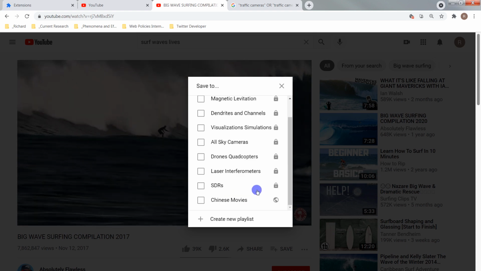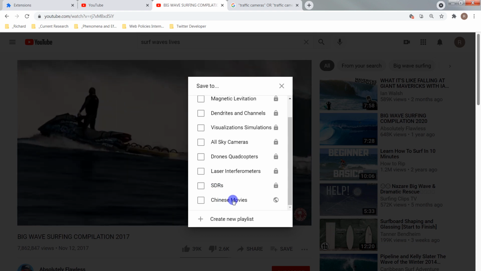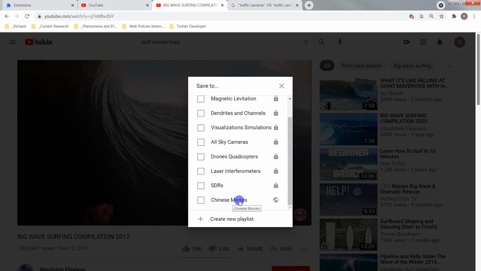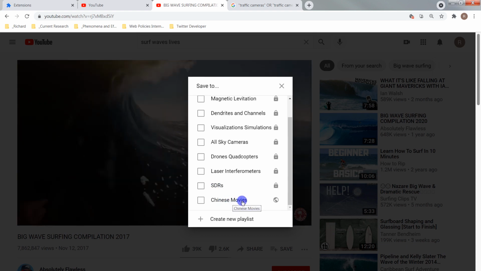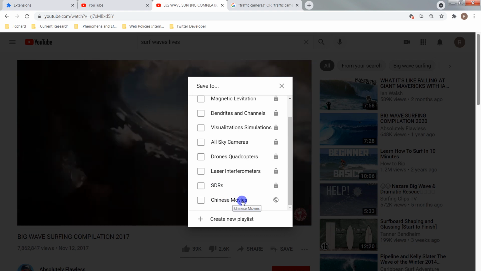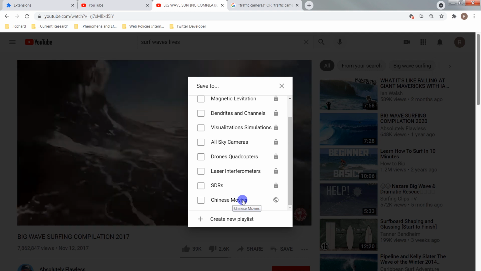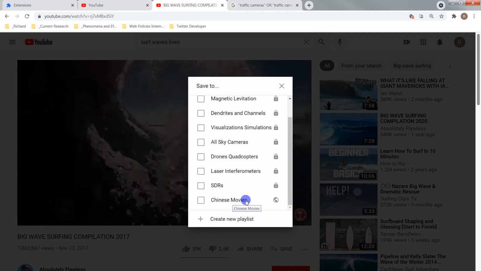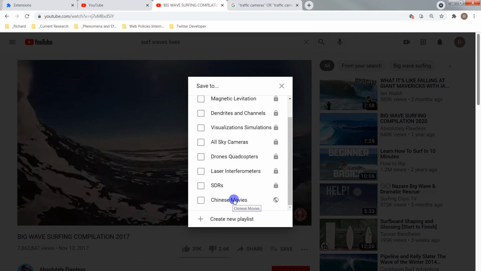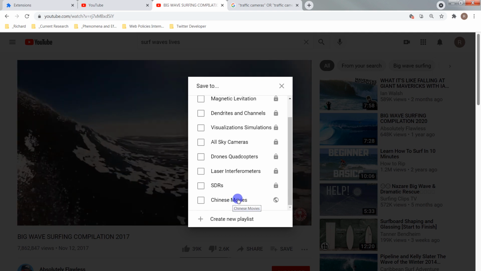So software-defined radios, Chinese movies. I do take a break now and then. I'm fascinated with movies generally because there's so much out there. It's just I can't absorb everything all at once. So I'm trying to look at all the people in the world who study history. I was doing that just the other day.